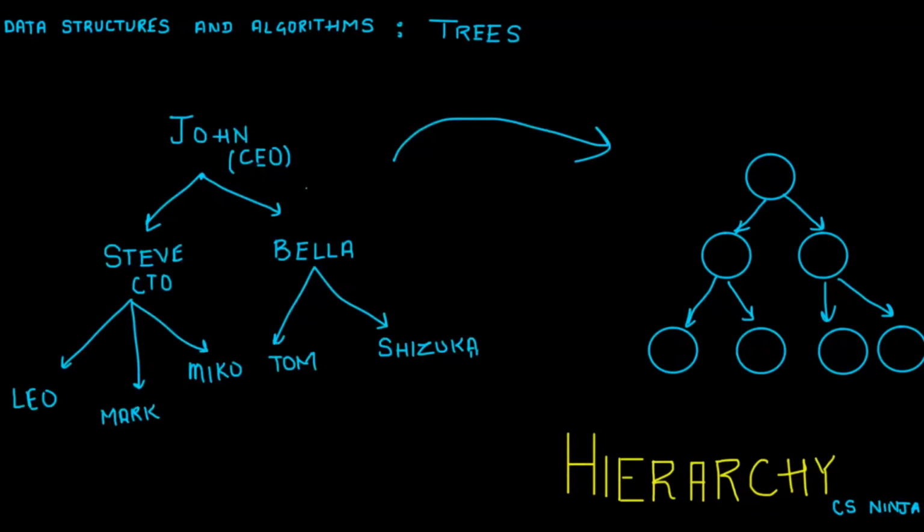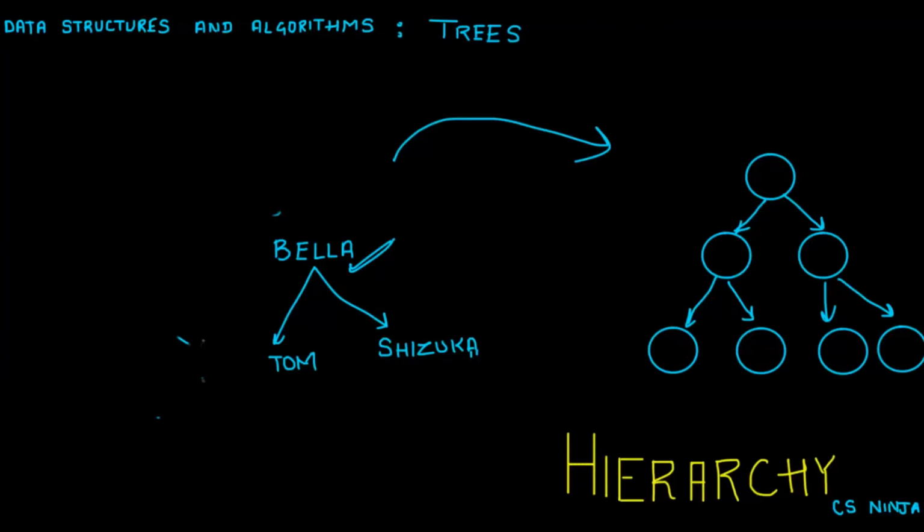John is the CEO of a company. John has two direct reports, Steve and Bella. Steve has 3 direct reports and Bella has 2. This type of hierarchy can be represented by tree data structure perfectly. But this is not the only use of trees.